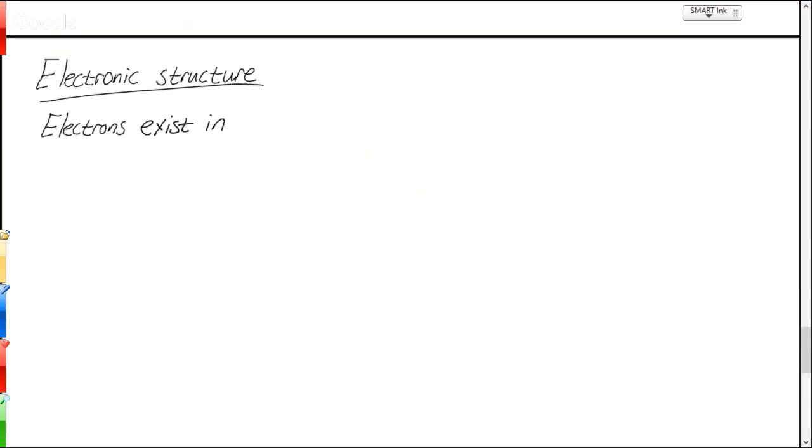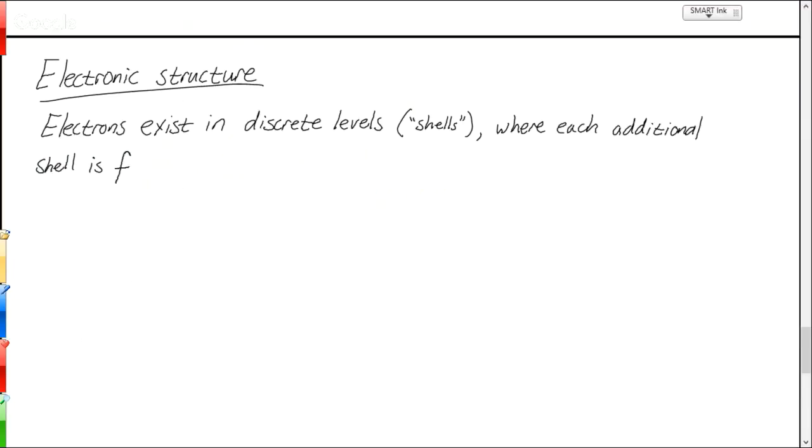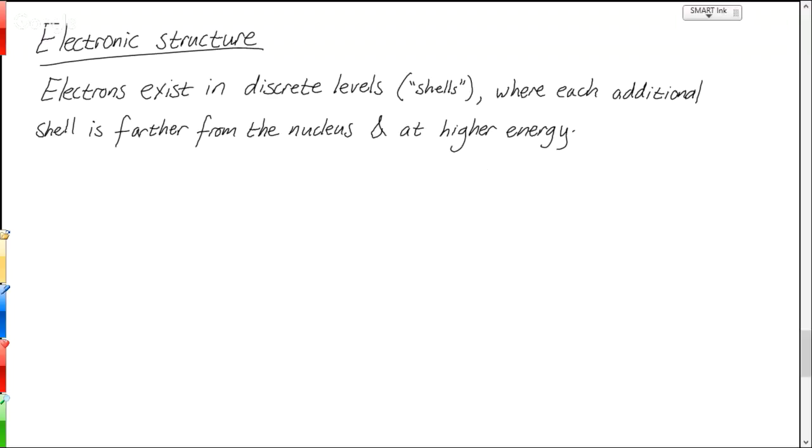So the electrons exist in discrete levels, which we'll call shells, where each additional shell is farther from the nucleus and at higher energy. I know that sounds really weird. Let's show what that means.